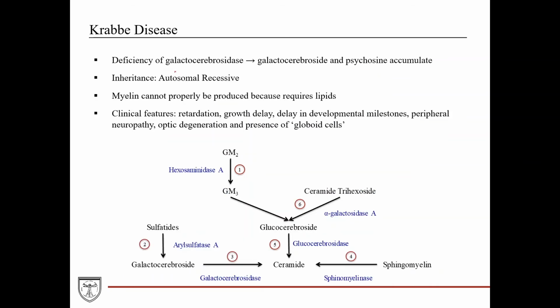So first, Krabbe disease. This is a deficiency of galactocerebrosidase, which is this enzyme down here that catalyzes the conversion of galactocerebroside into ceramide. And so you see a buildup of galactocerebroside and then sulfatides, which includes psychosine. So both of these will accumulate. The inheritance here is autosomal recessive. And then as a result of these products accumulating, they actually interfere with myelin production and myelination of neurons. And so as a result of that, you see demyelination.